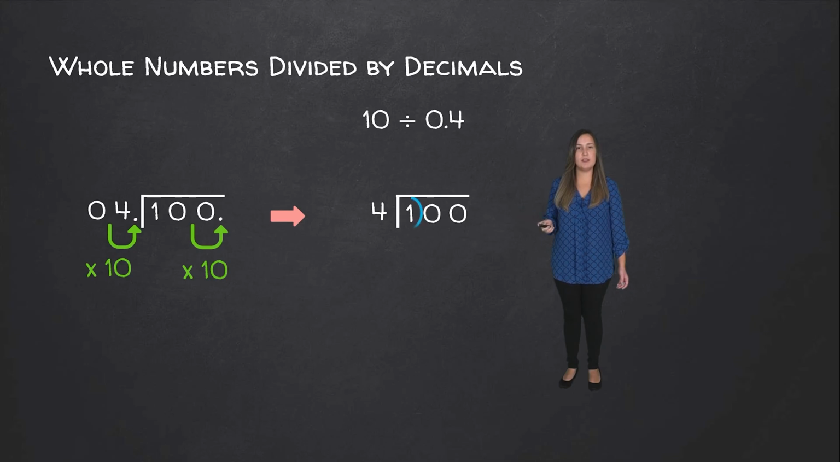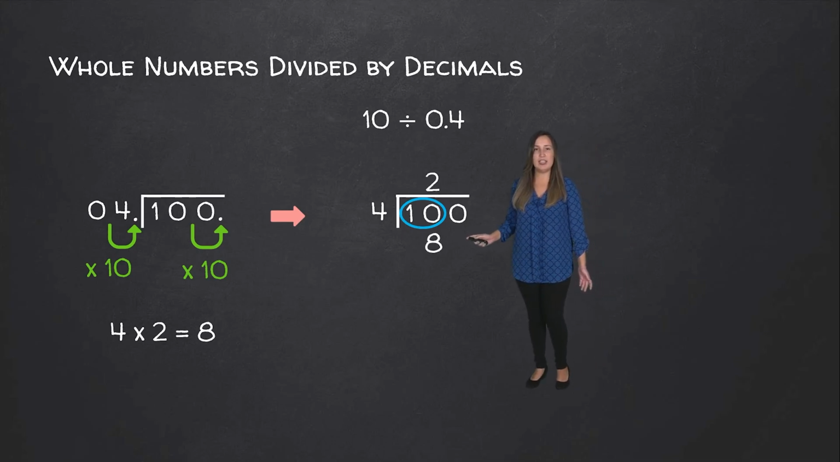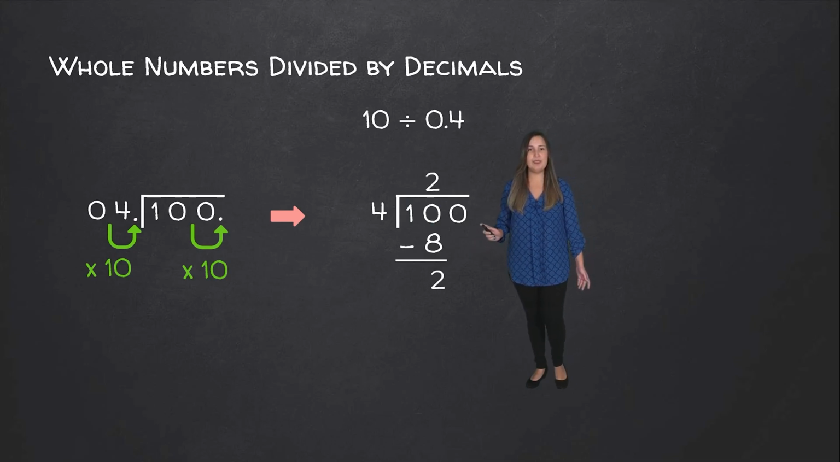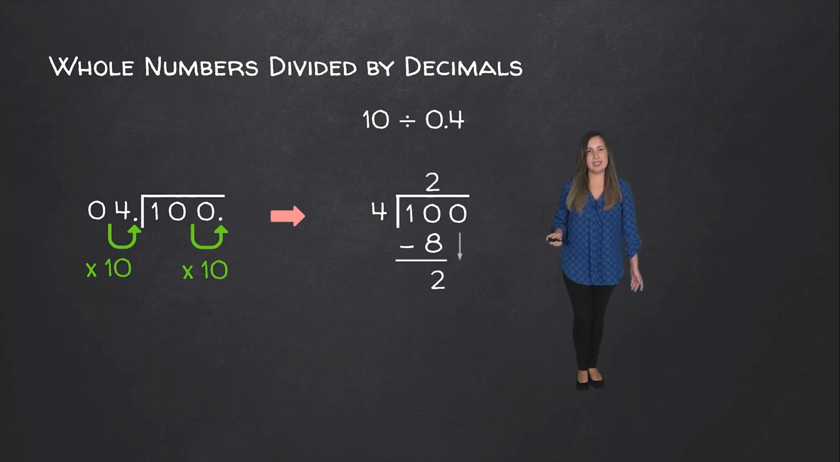So we ask ourselves, how many times does 4 go into 1? Well, it doesn't. So then we ask ourselves, how many times does 4 go into 10? Well, 4 goes into 10 2 times, because 4 times 2 is equal to 8. So we write our 8 here, and then we subtract. 10 minus 8 is equal to 2. And then we bring down our 0.